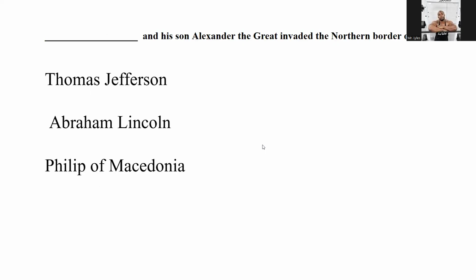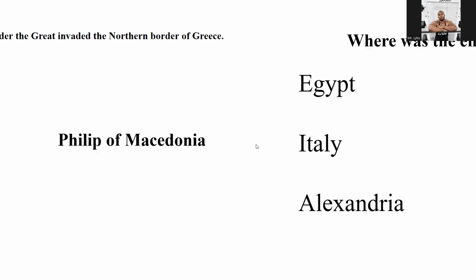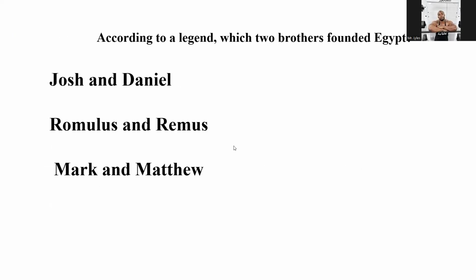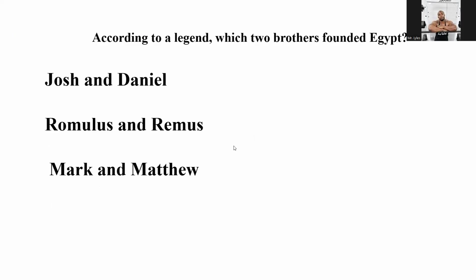Blank and his son Alexander the Great invaded the northern border of Greece. Who was that? It was Philip of Macedonia. What country was the empire's important center? Alexandria. According to legend, which two brothers founded Rome? Good old R and R, Romulus and Remus, I assume. I never did remember the correct pronunciation, but the good old R and R.